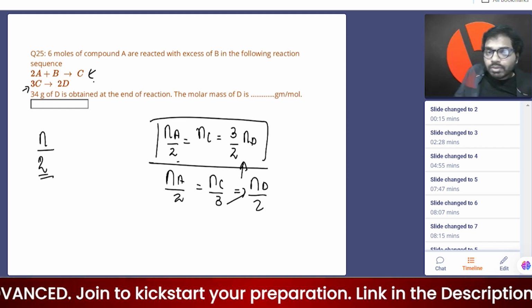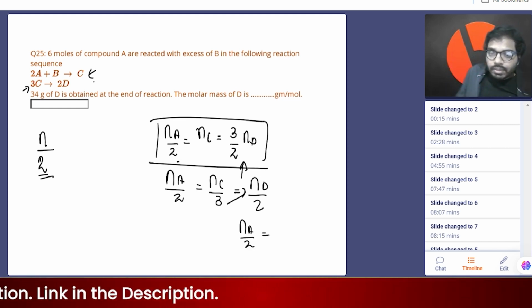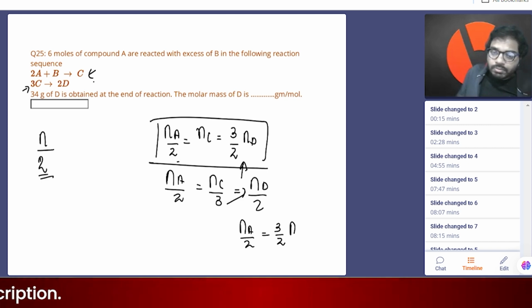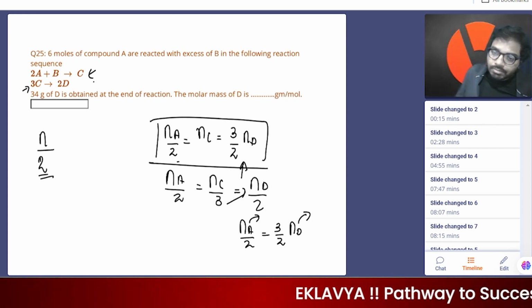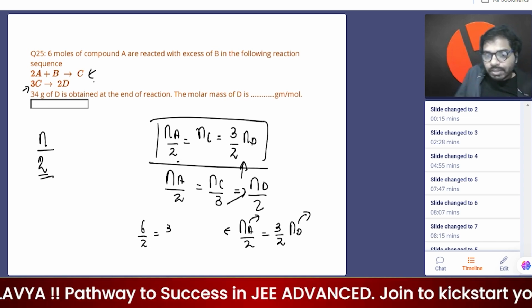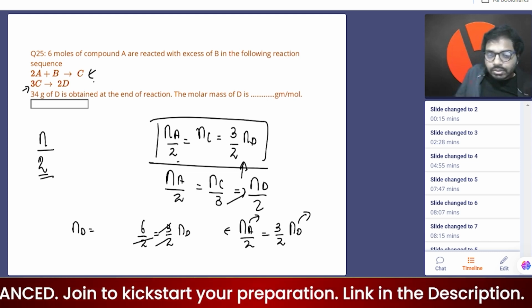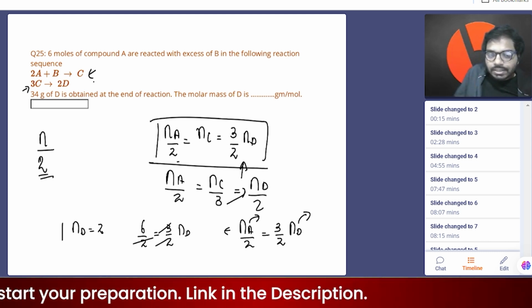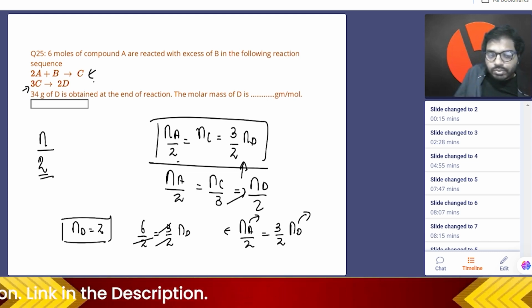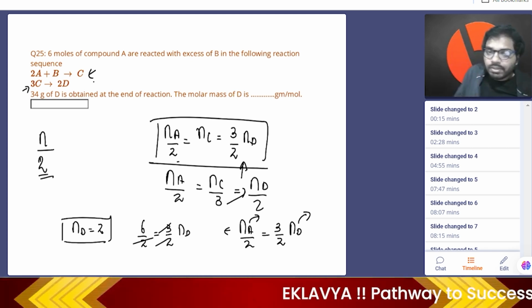Now 6 mole of compound is given and we have to find out for the D. So we will equate. I can write Na by 2 equals 3 by 2 Nd. This is the number of moles for the D. This is the number of moles for the A. So total 6 mole is given. I can write 6 by 2 and it will become 3 by 2 of the Nd. So it will just cancel and Nd is equal to 2. So the number of moles for the D will be 2. I hope this is clear. By the mole analysis, we can get the number of D moles.